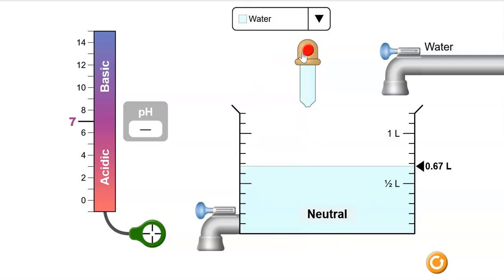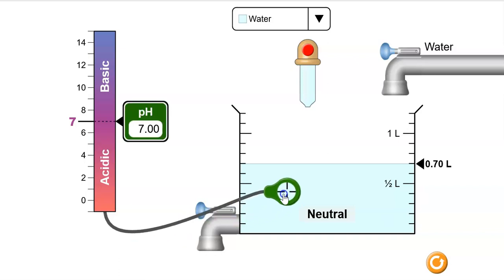Here we have neutral water. I'm going to add a little bit of water so that we can see exactly what our volume is. So we're at 0.7 liters or 700 milliliters. And I'm going to add our little pH probe, and we can see that our pH is 7, neutral water.